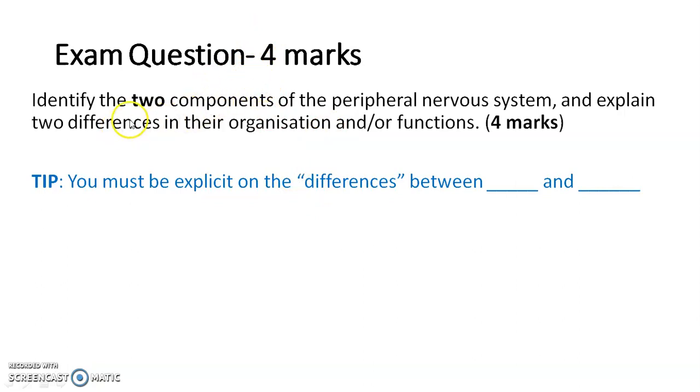This one's 4 marks, so it's identify the 2 components of the peripheral nervous system and explain 2 differences in their organization and functions. So read the command word telling us to identify something, and it's telling us 2, not 1, not 5, but 2 components of the peripheral nervous system. And we already know that 2 components of the peripheral nervous system are the autonomic nervous system and the somatic nervous system. So you need to explain the differences between the 2, okay? So what are the differences between the 2?